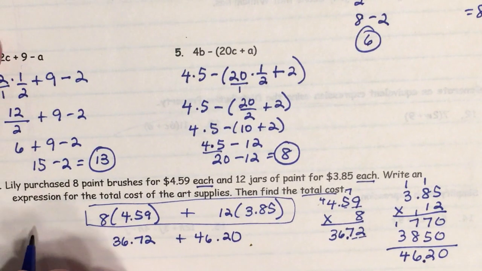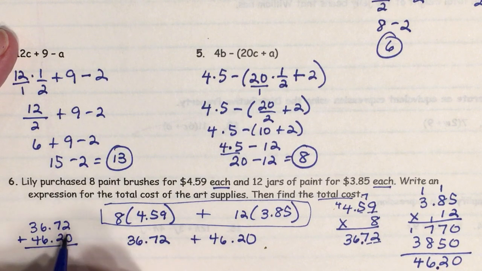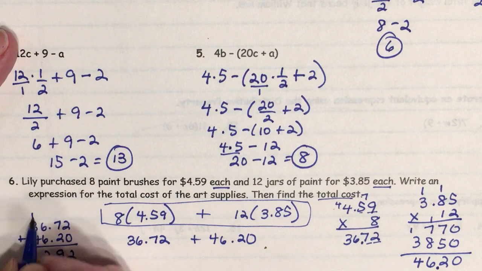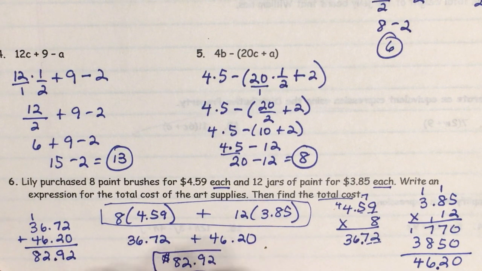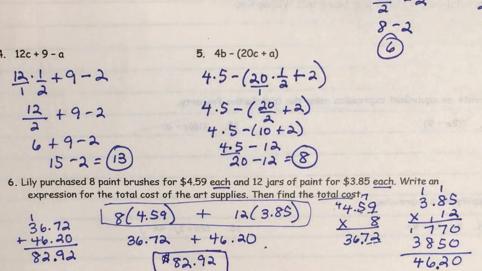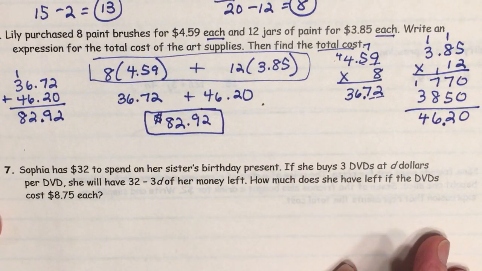So remember, when you are adding decimals, you need to line up the decimal and add zeros if necessary. In this case, they both have 2 decimal places, so I didn't need to add any zeros. 2 plus 0 is 2. 7 plus 2 is 9. 6 plus 6 is 12. Carry your 1. 1 plus 3 is 4. Plus 4 is 8. And then in addition, I just bring down the decimal. So my total cost is $82.92.